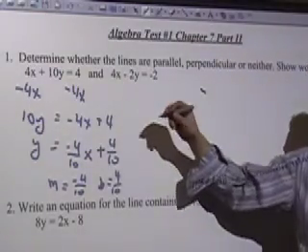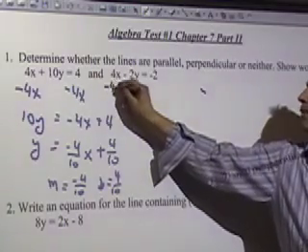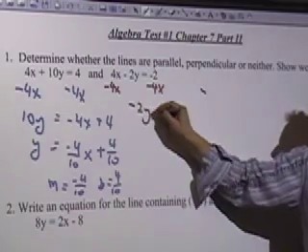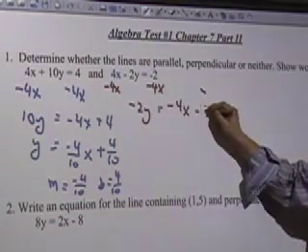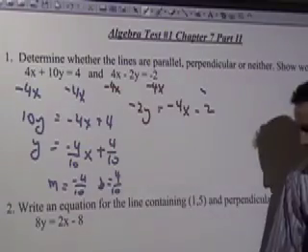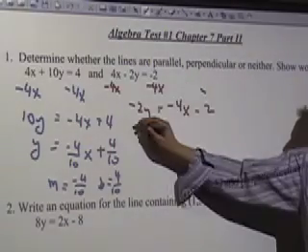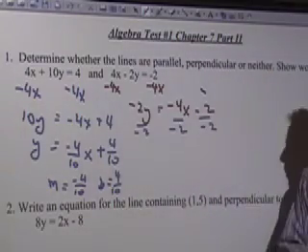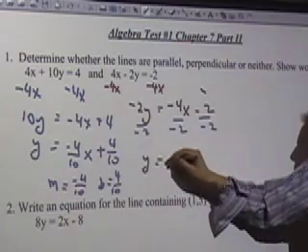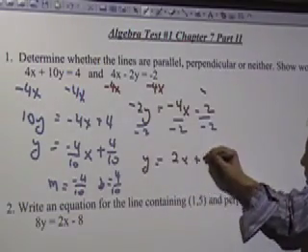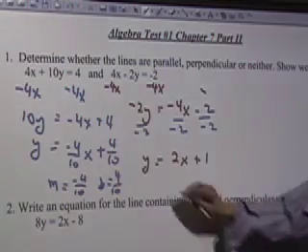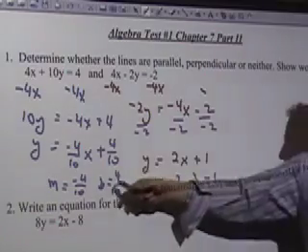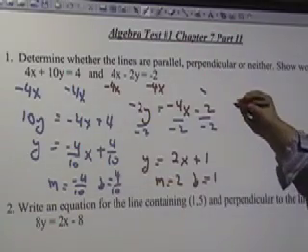We've got 4x minus 2y equals -2. We're going to subtract 4x on both sides. -2y equals -4x minus 2. Divide by -2. We get y equals 2x plus 1. M is equal to 2, and b is equal to 1. And clearly, they don't match. The slopes do not match, so they are not parallel.